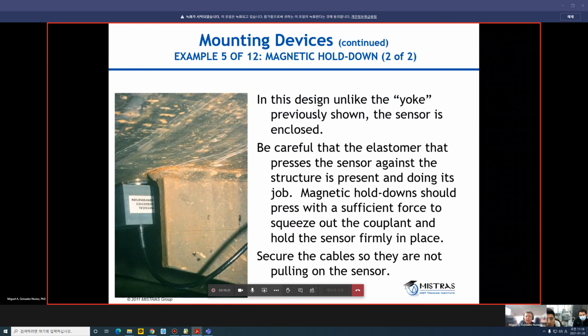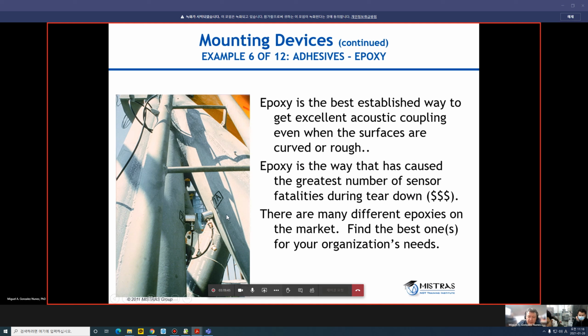Coming back to the mounting devices and coupling, this is another example, where you have the sensor here with the coupling and the magnetic hold down. But in this case, the sensor has the connector on the top of the sensor. This is another example, but in this case we are using an adhesive. You can see here the sensor, but now it is coupled with a thin layer of epoxy.